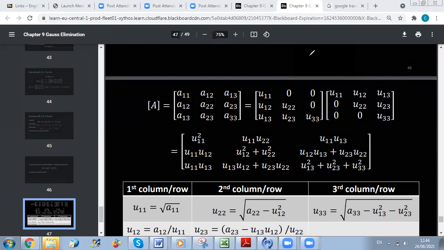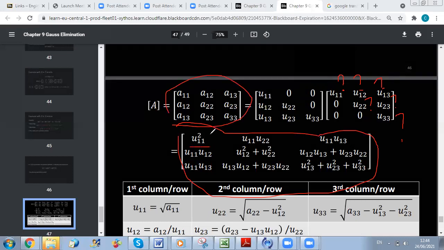So now I need to solve for 6 unknowns, which are U11, U12, U13, U22, U23, and U33. To be able to solve for these coefficients, all I have to do is to compare the results of the multiplication with matrix A. So I will start with U11, this term. By comparison, U11 squared should be equal to A11. So the first element is now determined. U11 is equal to radical of A11.